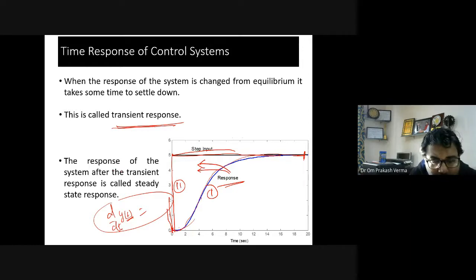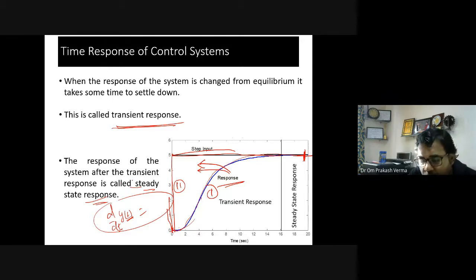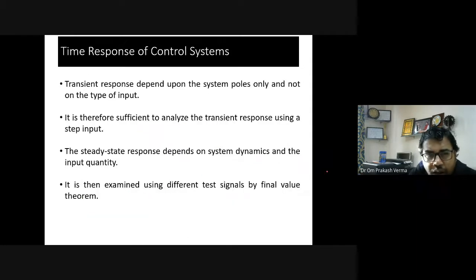Another thing is the steady state response. So in the case of the steady state response, after achieving the transient response, the system is settled to the steady state, and the study of that is known as the steady state response. Okay, so you can see from the picture, this is the transient response, this is the steady state response.